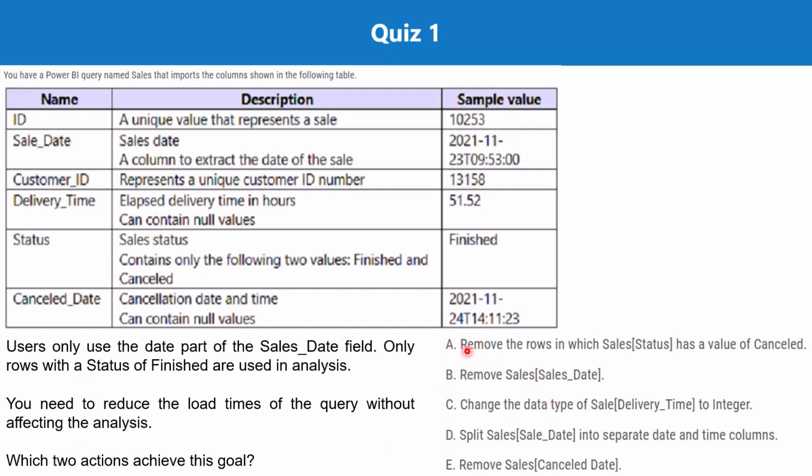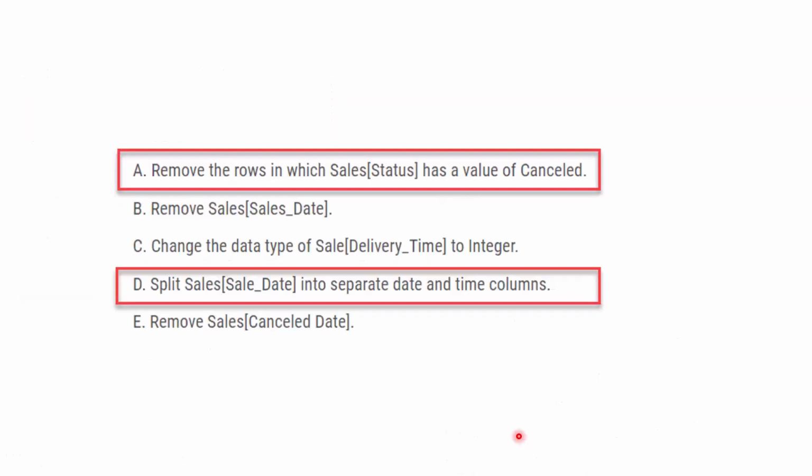The actions are remove the rows in which sales status has a value of cancelled, remove sales data, change the data type of sales delivery time to integer, split sale data into separate date and time columns, and remove sales cancel date. Let's look at the answer to this question, and the answer is option number A, which says remove the rows in which sales status column has a value of cancelled, and the other correct answer is split sale data column into separate date and time columns.